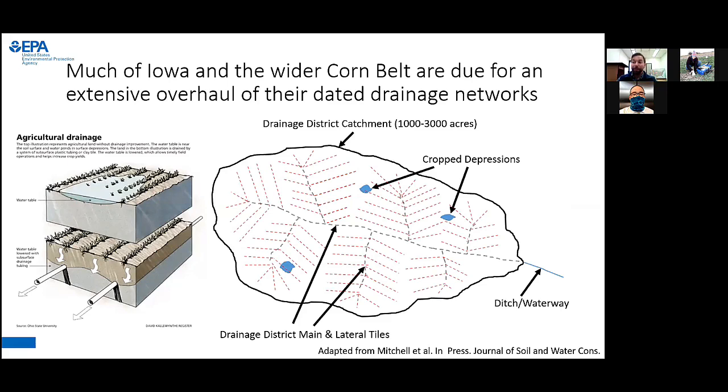The subsurface field tiles, which are indicated here in red, drain the agricultural fields and connect with larger pipes called lateral and main drainage tiles. And these all remove excess water from the catchment. So while field tile is easier and cheaper to update since it is generally smaller diameter piping and can be done by the landowner themselves, the main and lateral tiles span many properties in a catchment and are governed by what is termed a drainage district in Iowa.